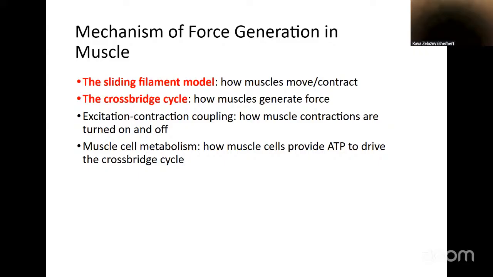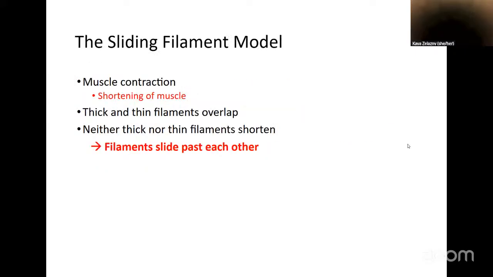And then later on, after we master those two pieces, we're going to think about how we couple this up to an action potential, right? So how do we get from an electrical signal to forming these cross bridges and sliding our sarcomere shorter? And then later on, we'll be thinking a bit more about where this ATP is actually coming from in a muscle cell specifically. That's our roadmap for the rest of understanding. So we're going to start with the sliding filament model.